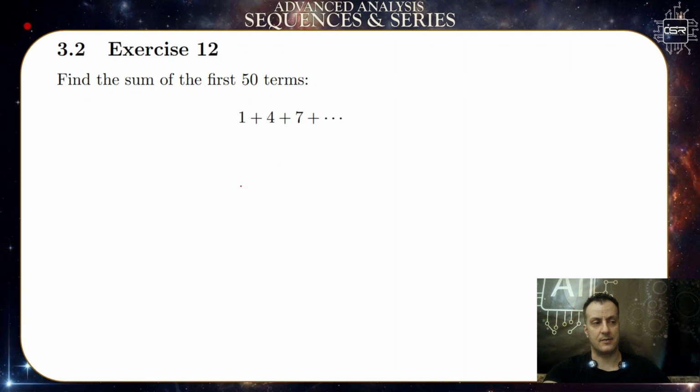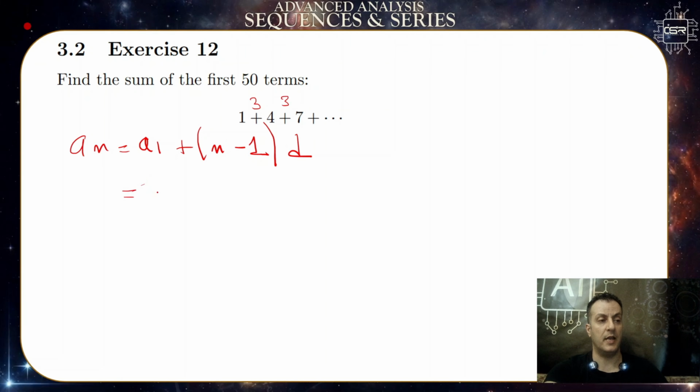Another similar exercise: find the sum of the first 50 terms. So a_n is equal to a_1, the first term, plus (n minus 1) times d. What is the distance between any two consecutive terms? It is equal to 3. 1 plus 3 is 4, 4 plus 3 is 7. As for the 50th term, so 50 minus 1 is 49.